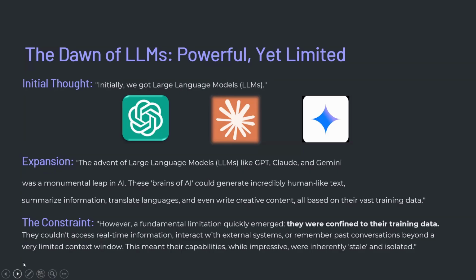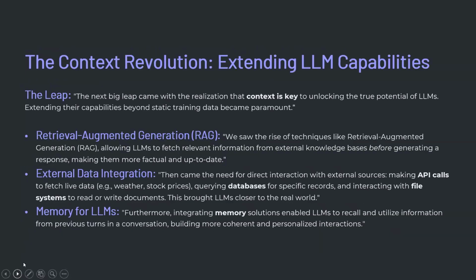However, it had some constraints, which is that these are confined to the training data. Whatever it was trained on, based on that only it can generate some output. However, our new business or our actual context will be totally different. Even sometimes we don't want to provide everything in the prompt. So in those scenarios, we had to go to the next level, which is context.